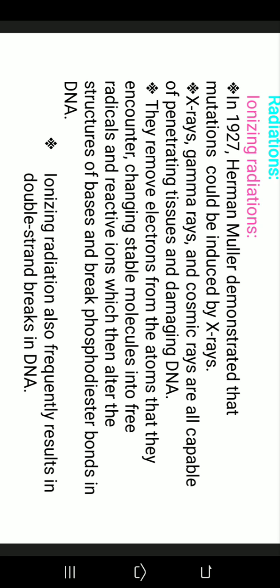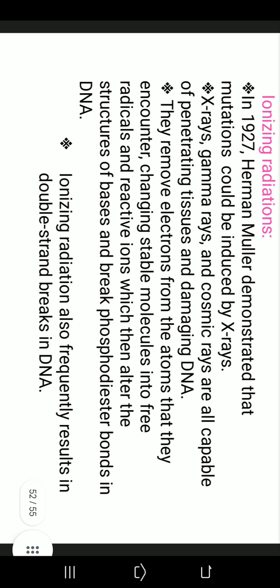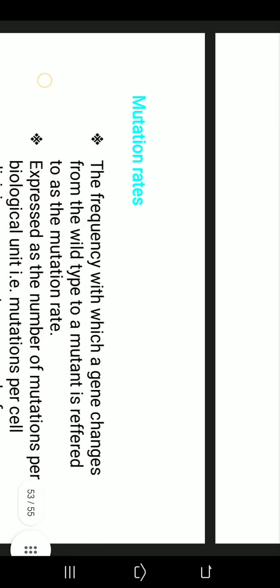Radiations: ionizing radiations. In 1927, Hermann Muller demonstrated that mutations could be induced by X-rays. X-rays, gamma rays, and cosmic rays are all capable of penetrating tissues and damaging DNA. They remove electrons from the atoms that they encounter, changing stable molecules into free radicals and reactive ions, which then alter the structures of bases and break phosphodiester bonds in DNA. Ionizing radiation also frequently results in double-strand breaks in DNA.